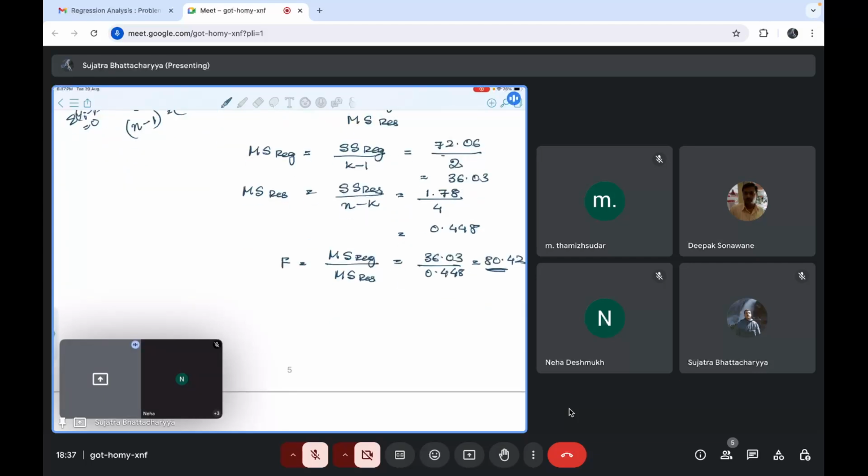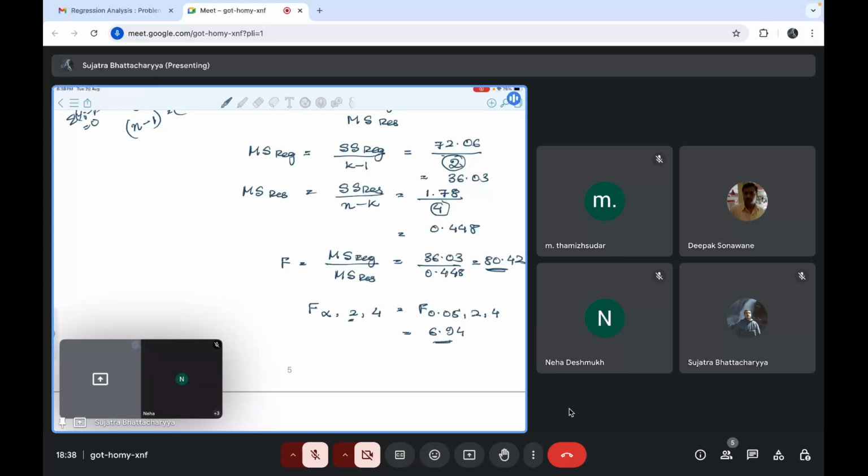But what to check for? This has degrees of freedom 2, this has degrees of freedom 4. Therefore, we have to check with F alpha 2 comma 4. Numerator has degrees of freedom 2, denominator has degrees of freedom 4. So F alpha is 0.05 as given in the question, 2 comma 4. This comes out to be about 6.94.